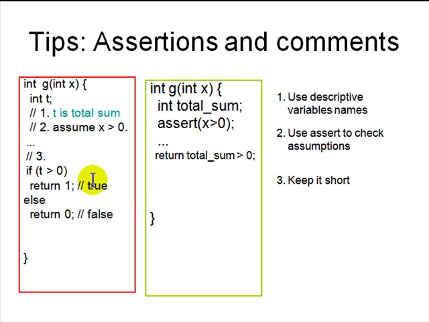And the third tip is to keep it short. Don't add extra code. Instead of checking if x is greater than 0 and returning 1, it can actually just return total sum greater than 0. So the code becomes smaller and clearer, and comments usually go wrong with time when people change their code but don't keep the comments up to date. Okay, so that's about debugging, and then we'll look at other stuff later.